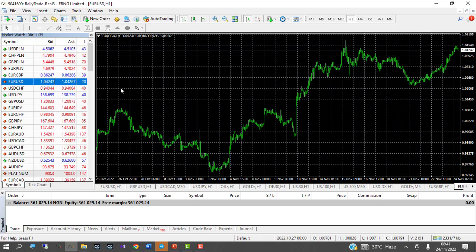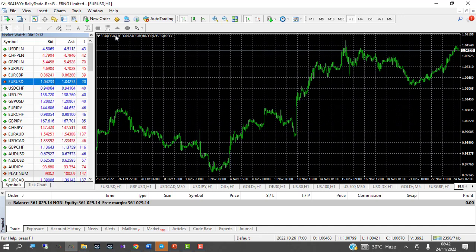Then this other area is called the chart area. The chart is a graphical representation of the market, the buying and selling that takes place on the market. Usually when you open the chart for the first time, it opens with this dark background, which you can add colors to change. At the top left, you're going to see the name of the financial instrument or the financial asset. This is the European euro versus the United States dollar. This H1 means it is on a 1 hour time frame.